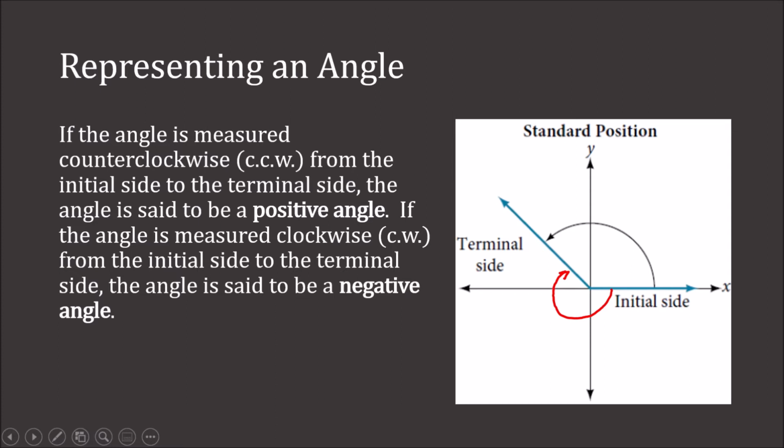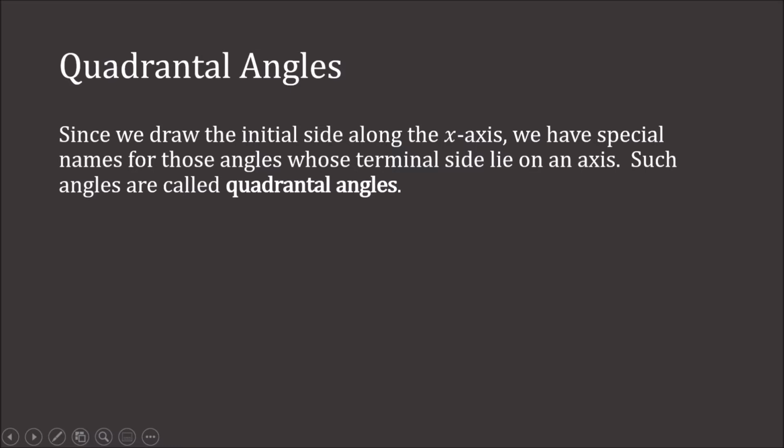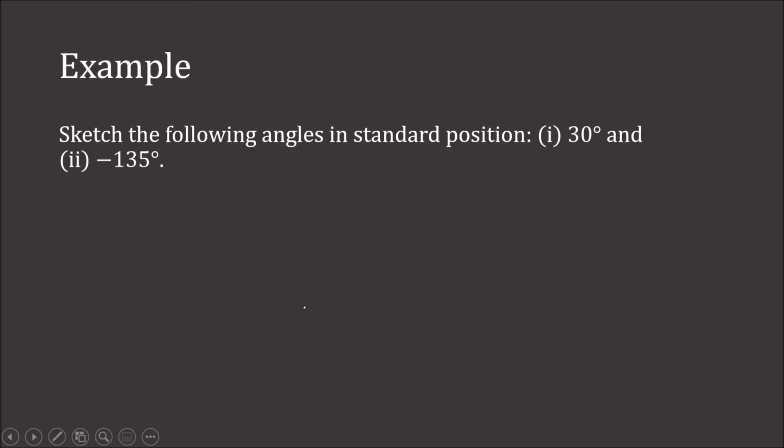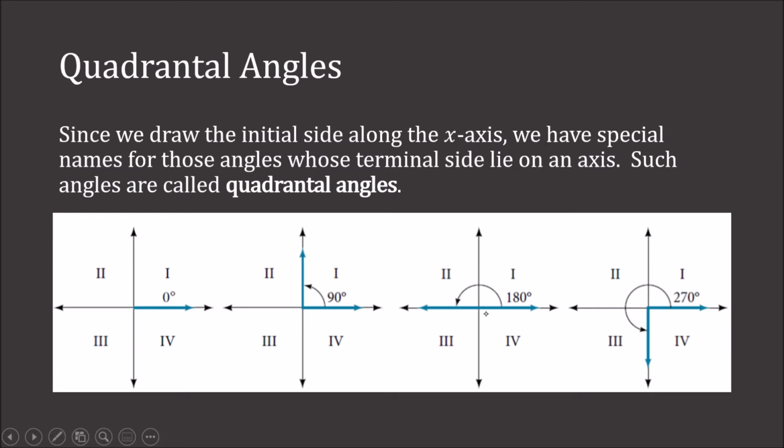And since we draw the initial side along the x-axis, we have special names for those angles whose terminal side lies on an axis. These are called quadrantal angles, and there are 4 of them. We have 0 degrees, in which the terminal side is just on top of the initial side. 90 degrees is where the terminal side is the positive y-axis. 180 degrees is where the terminal side is the negative x-axis. 270 degrees will be where the terminal side is on the negative y-axis. And returning to the positive x-axis will be 360 degrees.